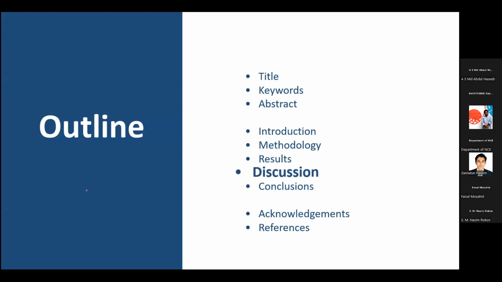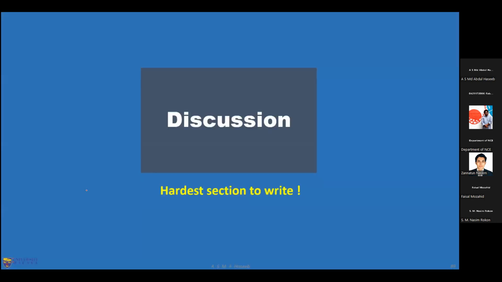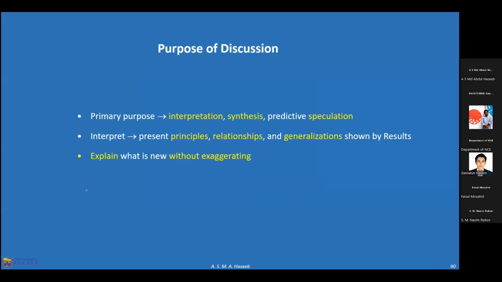Let's look at the discussion section. It is probably the most difficult section in your paper. In fact, it is the most difficult section. So the purpose of the discussion is that you have to interpret and synthesize the results that you have presented. And based on this, you may have to make some futuristic speculation. What will happen if you change the parameter to different values? And you also try to interpret your results. You compare it with the theory, with the principles. You look at the relationship between different types of results that you have.